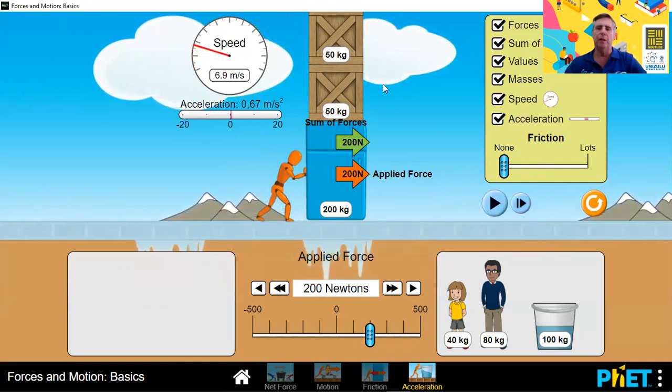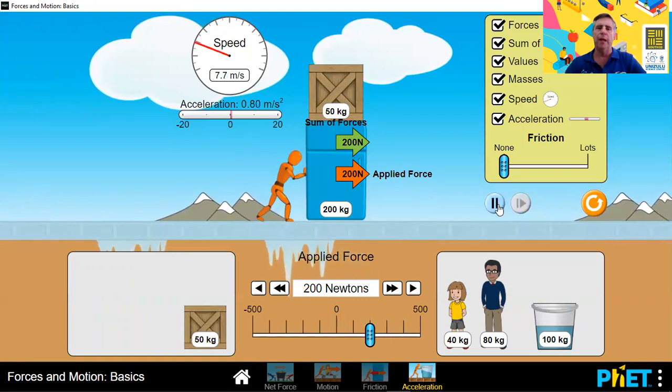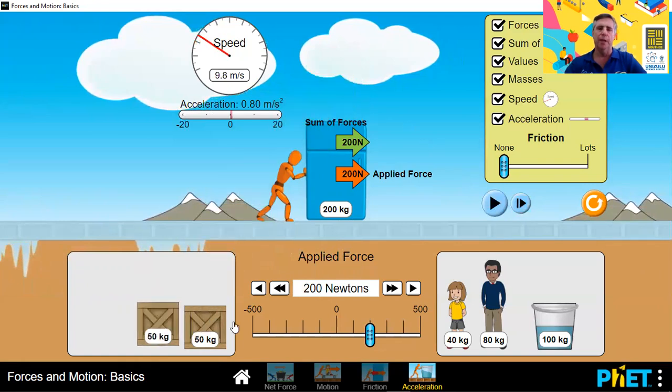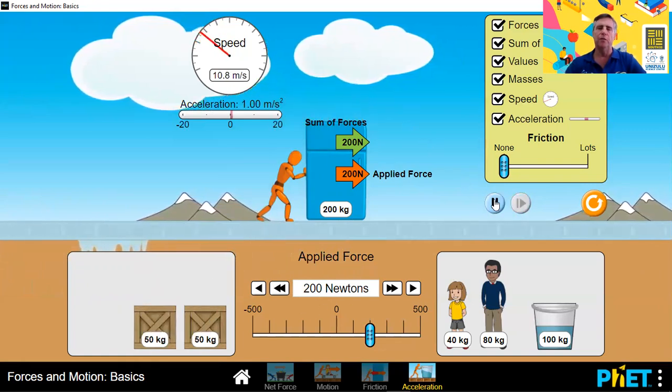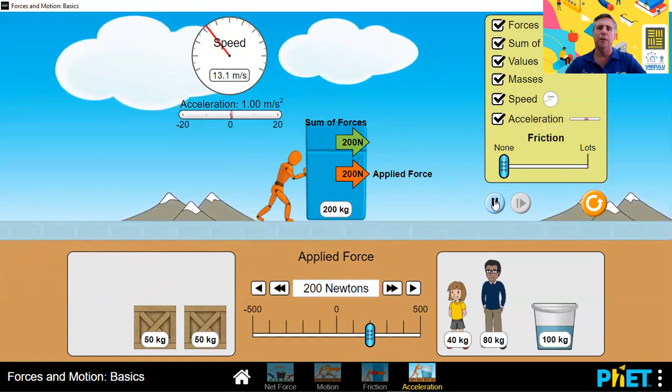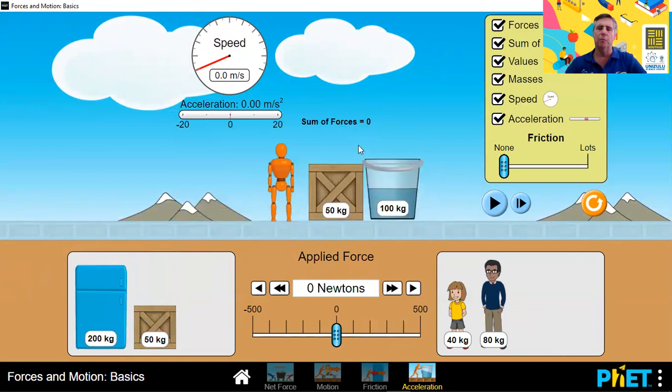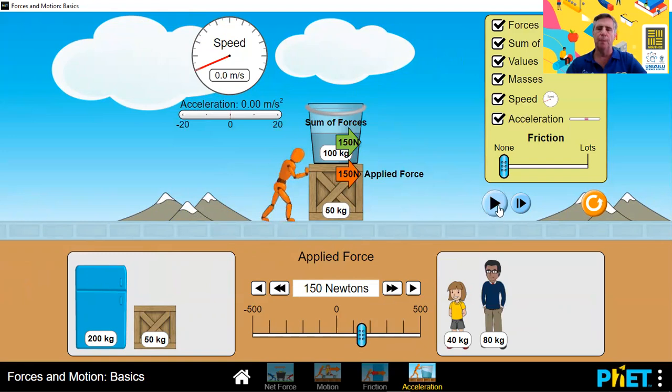Remember that. Let's lighten the load. Now the total mass is 250 kilograms. Allow the man to push with the same 200 newton force, and it's now 0.8 meters per second squared. Let's lighten the load again, same force, and it's now 1 meter per second squared. Let's remove our 200 kilogram fridge, making the total mass 150 kilograms. It doesn't matter what the objects are, as we're not considering friction. And again, our 200 newton force.